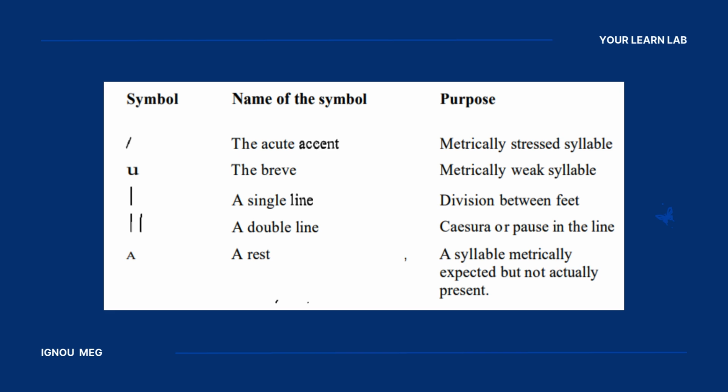First, we have the acute accent, which is used to indicate a metrically stressed syllable. Then you have the breve, which is a metrically weak syllable. A single line, which shows the division between feet. And then a double line, a caesura or a pause in the line. And last, we have a rest, a syllable metrically expected but not actually present.